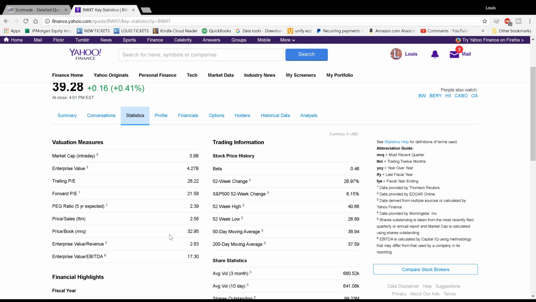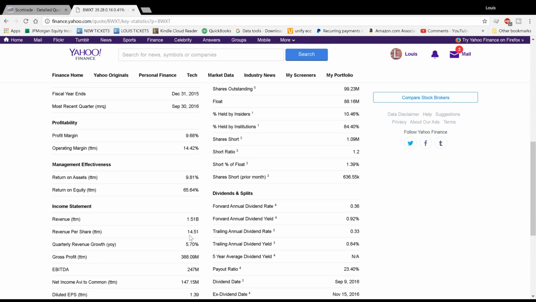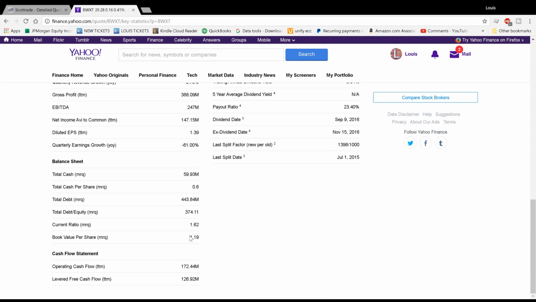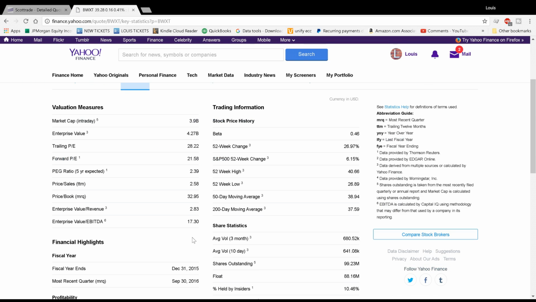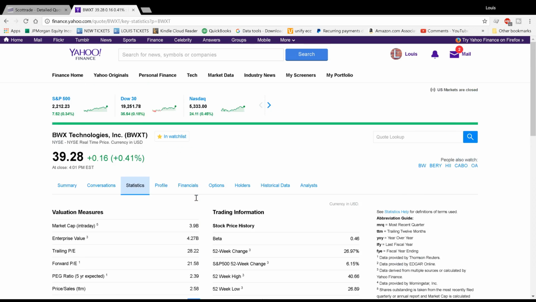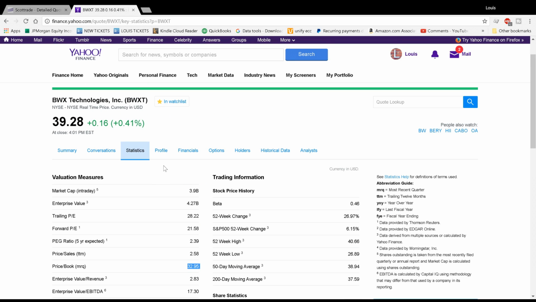The price to book is considerably higher than the book value. If you look at the ratios here, this is the price to book ratio. The actual book value of the company is $1.19. So this is a really, really high price to book ratio. If you were basing the stock price on equity, it would be considerably lower.